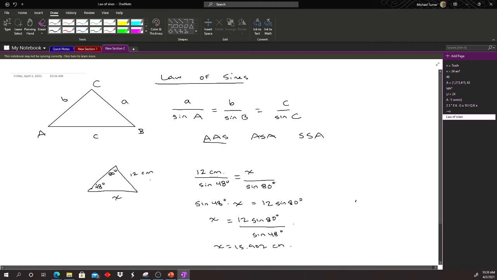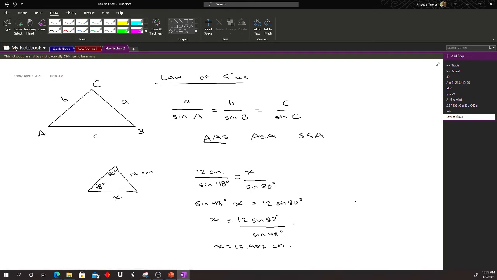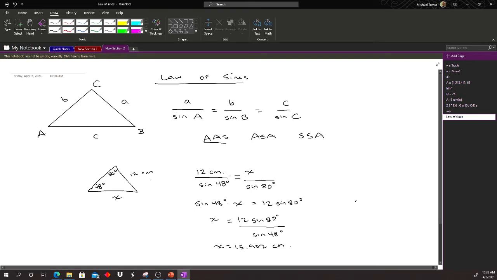A couple things you want to be familiar with. Remember your rules from Integrated Math 1, that in a triangle, the largest side is always opposite the largest angle, and the shortest side is always opposite the shortest angle. So let's say I did this and I got a number that was less than 12 centimeters. Well, that should be a red flag because 80 degrees is bigger than 48 degrees. Therefore, the missing side x should be bigger than 12. So little things to just pay attention to.